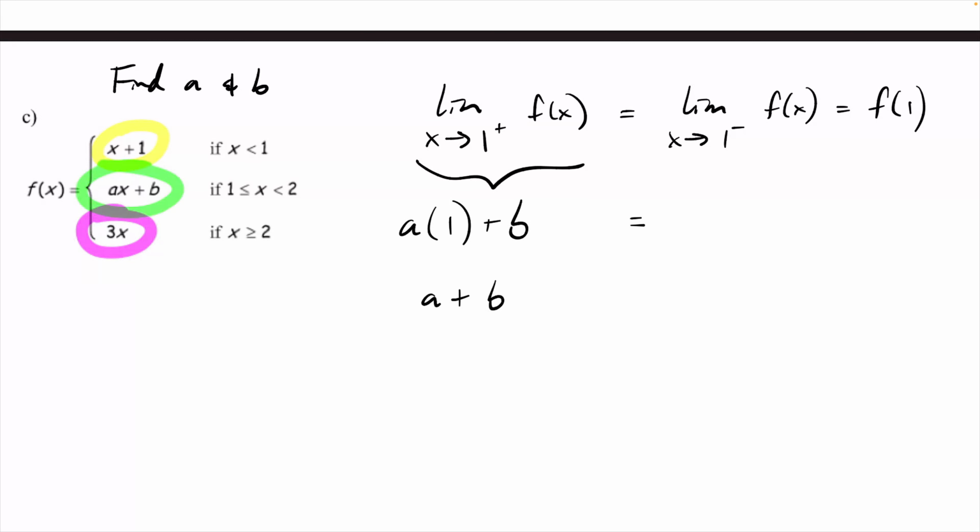So now I'm coming from the other side of 1, the less than side: -1, 0, 0.5, 0.6, 0.7. Which one am I going to use? Which color? Now it's yellow, because everything less than 1, we use yellow. So I'm going to plug in 1 there. If I plug in 1, it's 1 plus 1, which is 2.